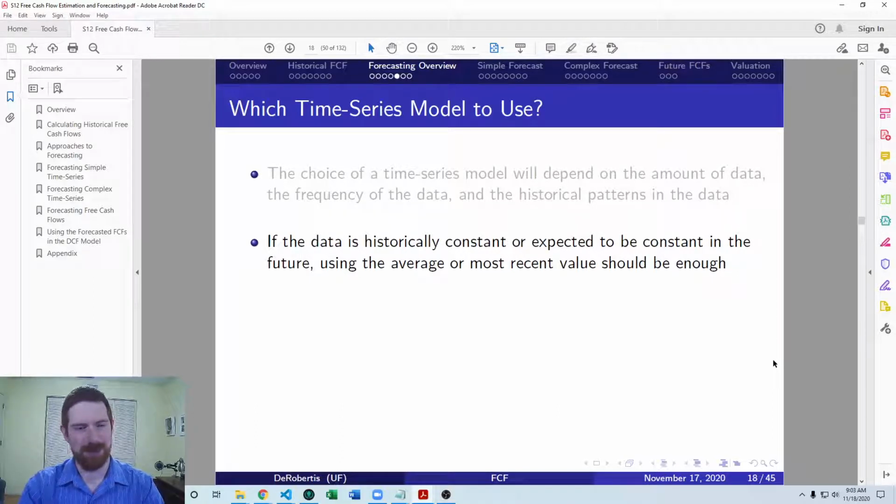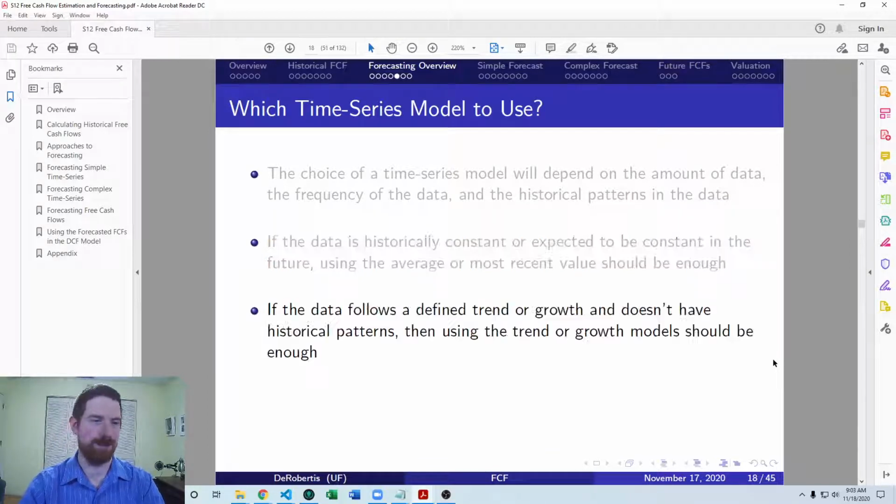So if the data is basically constant historically, then the average or recent value approach should be a fine approach. And it just comes down to your judgment call of whether you think that there's going to be some kind of mean reversion, and so the average would be more appropriate, or if it's just going to stay where it's at, and then the recent value approach would be the best choice there.